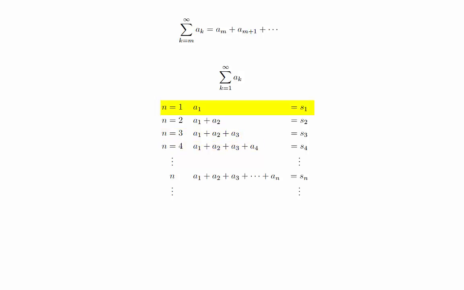We can call the first sum s sub 1, the second sum s sub 2, and then s sub 3, s sub 4, and keep getting values s sub n for every value of n. This gives us an infinite sequence of terms. This sequence s sub n is the sequence of partial sums. If the sequence converges, then we say the infinite series converges, and it converges to the limit of the sequence of partial sums. In other words, we have the following equations.